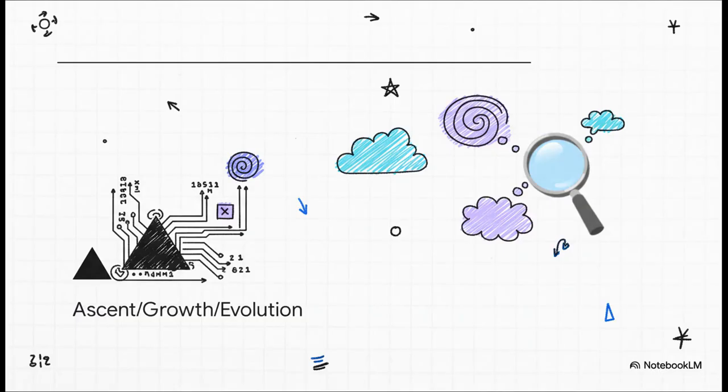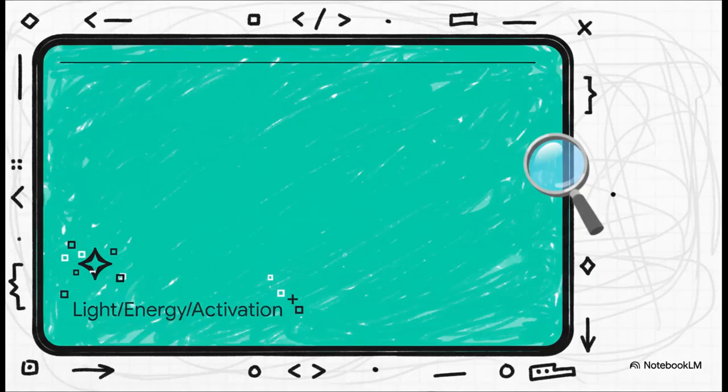A triangle represents a process, a direction. When it's pointing up like this, it means ascent or growth. It's showing a journey, moving from one state to a higher one. And finally, we have this little sparkle symbol. This stands for activation or light. It's the catalyst, the spark of energy that gets a whole process started. And believe me, we are going to see this one again.